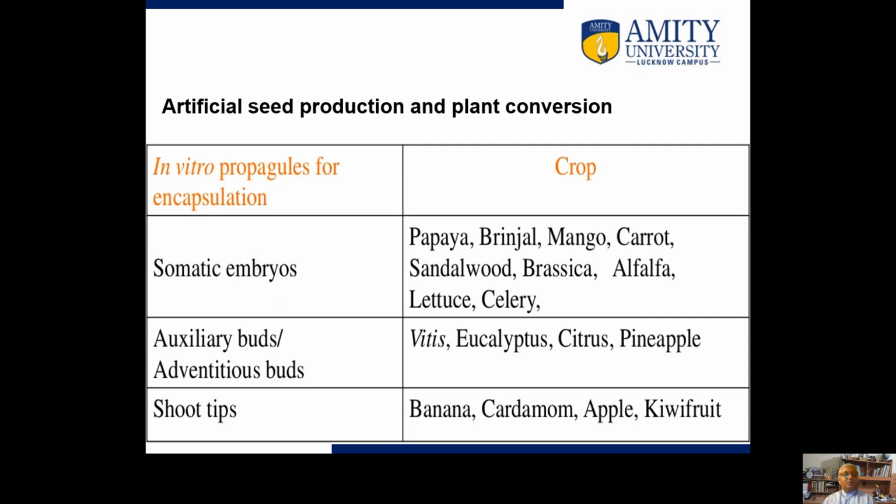But in addition to the somatic embryos, the axillary bud and the shoot tip has also been used in some cases. In case of the eucalyptus, the citrus, and the pineapple, there are reports where the axillary bud or adventitious bud, which is dormant at the axil, has also been used as a propagule for production of the synthetic seed. Even in some cases like banana and cardamom and apple and the kiwi, the shoot tip is used as a propagule for production of the synthetic seed. So a lot of meristematic parts can be used for production of the synthetic seed. But by and large, somatic embryos are the most amenable propagule for the production of the artificial seeds.